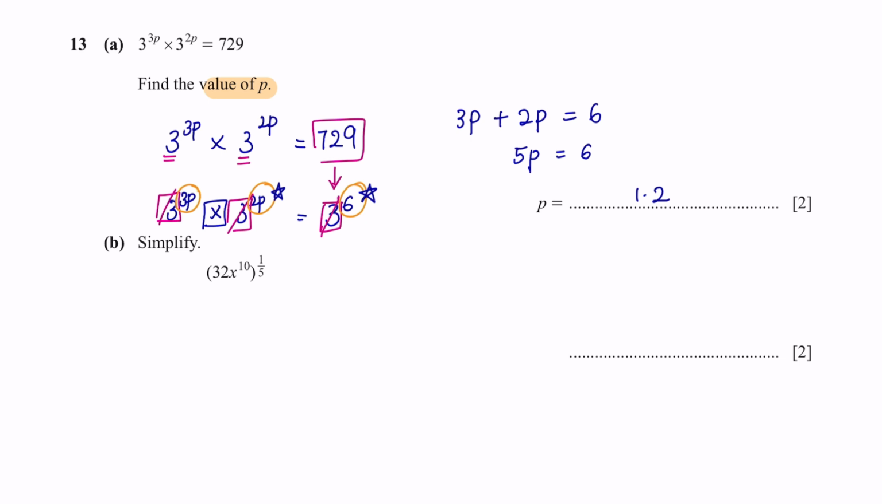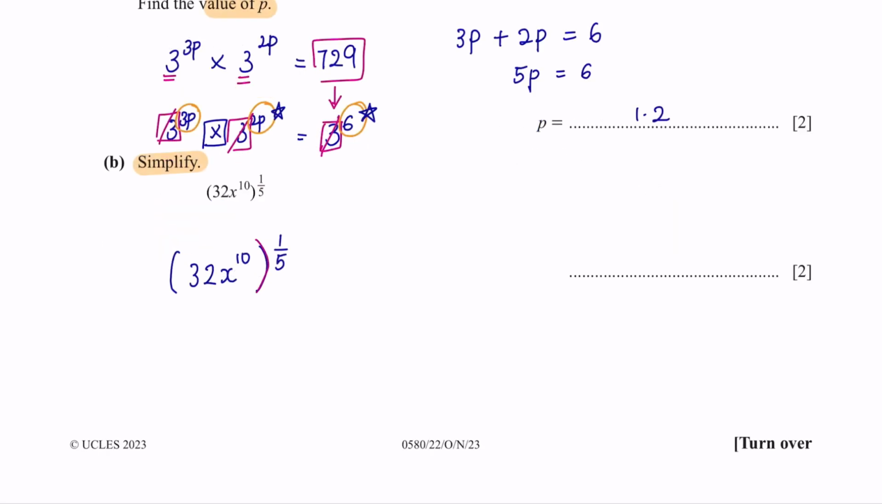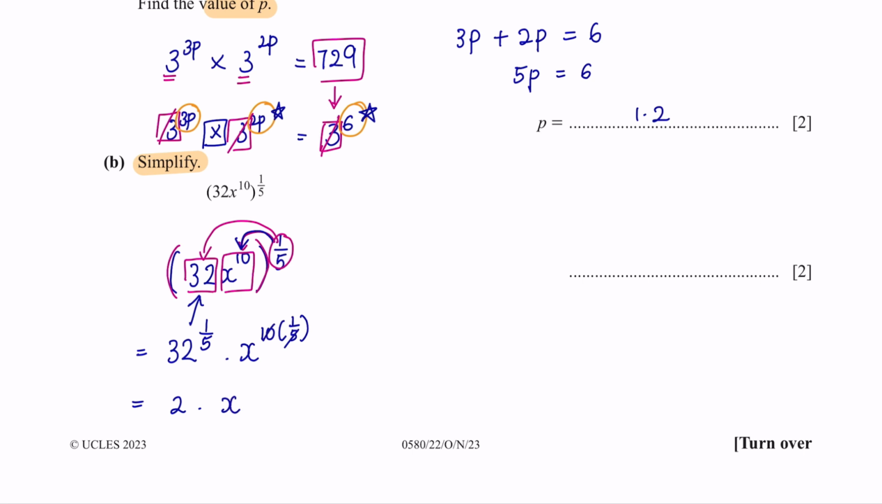Next, simplify this equation. Whenever you see a bracket and a power, it means that this power belongs to every term inside. So let's split it. 32 is the first term here, which will be to the power of 1 over 5, multiplied by x to the power of 10, and if you bring it inside, it will be 1 over 5 like this. So 32 to the power of 1 over 5 is 2, and you've got x. Simplifying this, we will get to the power of 2. So your final answer is 2x squared.